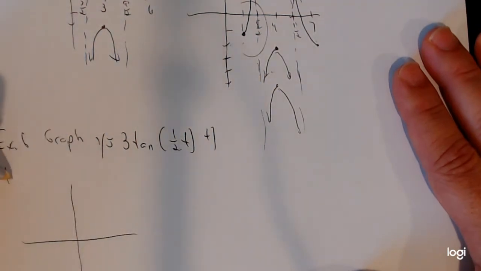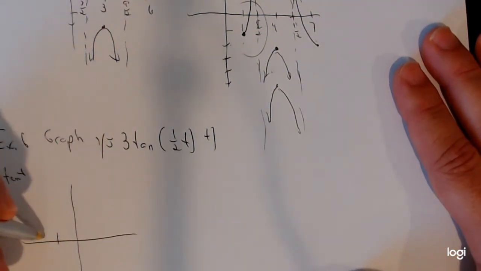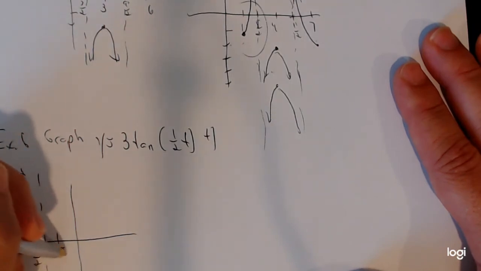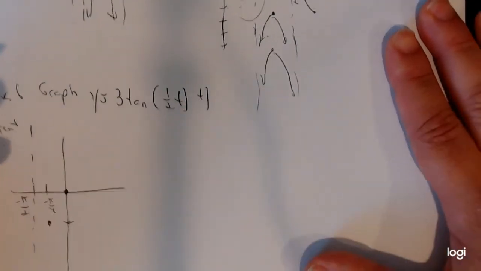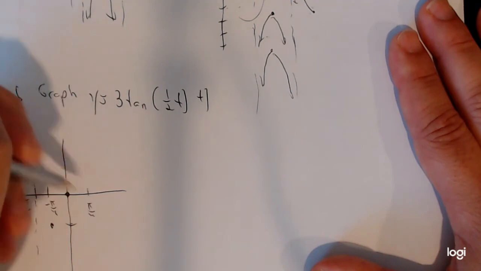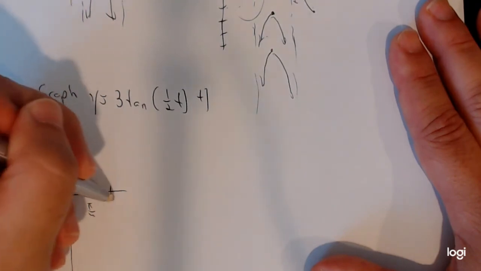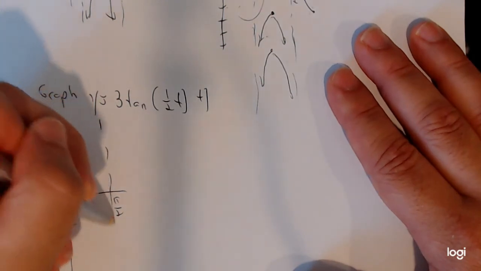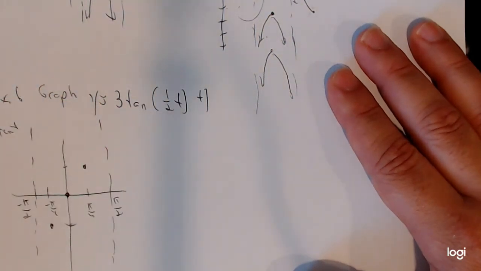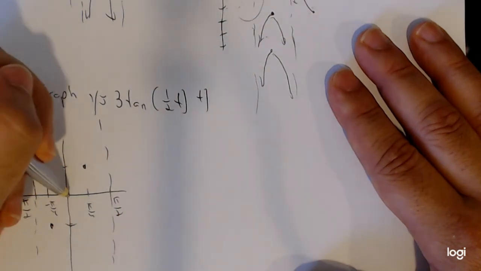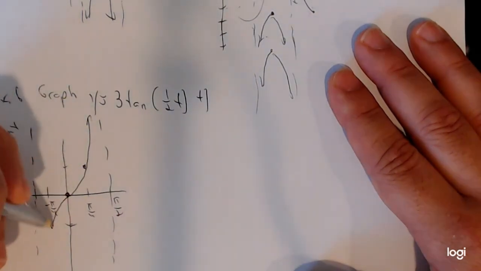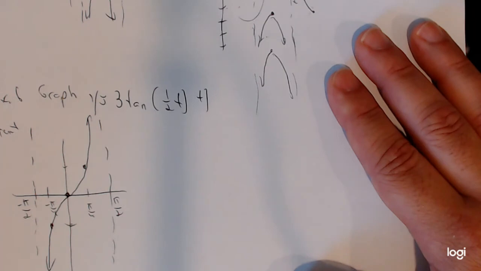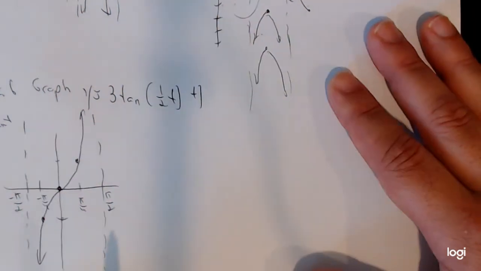But if I start off with tangent of t, what do we have? We start with negative pi over 2, a vertical asymptote. Negative pi over 4 has a y value of negative 1. 0 at 0. Pi over 4 is 1. And pi over 2 is another vertical asymptote, which does that. Okay? So then, 1 period looks like that.